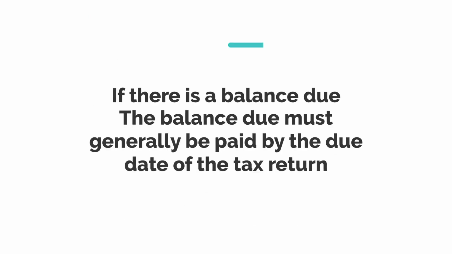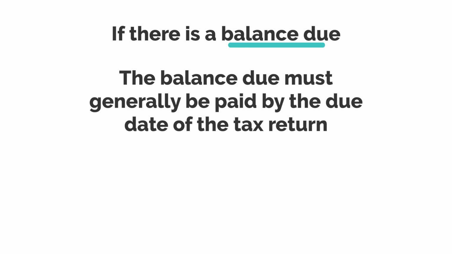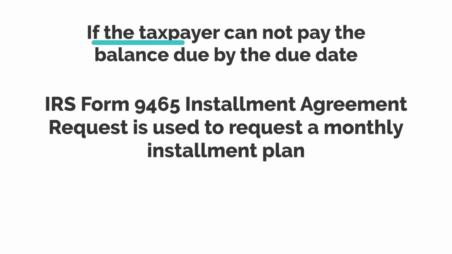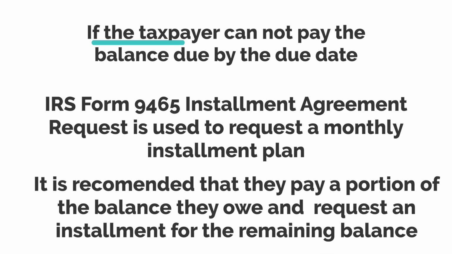If there is a balance due on the tax return, the balance due must generally be paid by the original due date of the return to avoid any accrual penalties or interest. If a taxpayer cannot pay a tax balance due in full by the due date, then IRS Form 9465, Installment Agreement Request, is used to request a monthly installment plan. It is highly recommended that they pay a portion of the amount they owe and request an installment for the remaining balance.